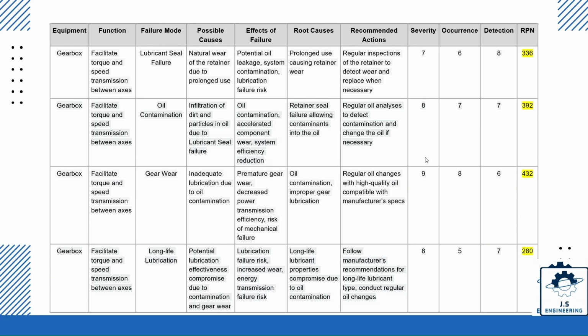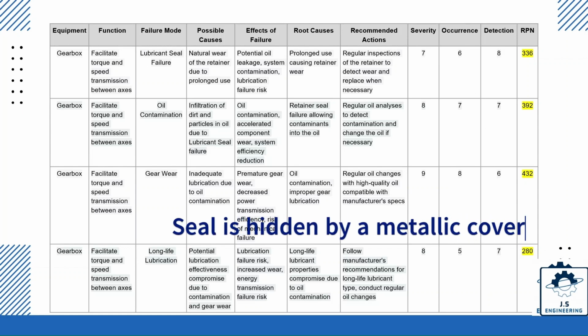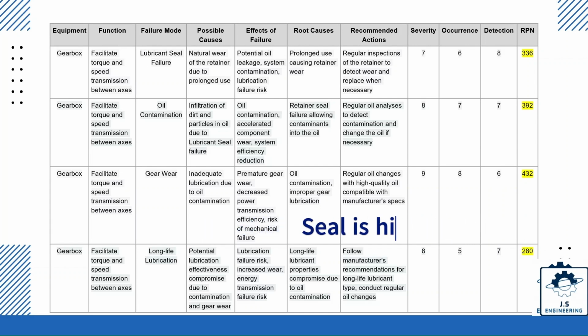Okay, so the severity is 9 because it leads to a total failure of the gearbox. Occurrence is 8, so it's high. Detection is 6 because it's hard to detect. Sometimes you have to remove the cover of the gearbox. It's hard to see. And the RPN is 432.